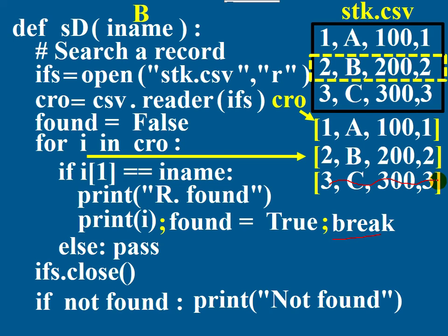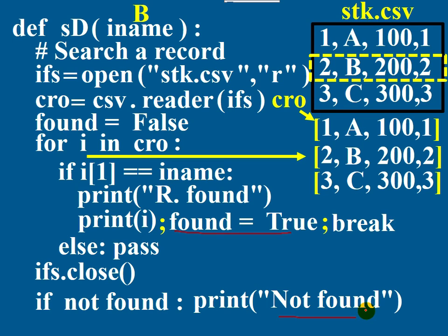Once a search record is found, we will not search for the remaining records, and because of break control goes outside the for loop. And here you close the file; it is removed from the computer's memory, it is still there in the hard disk. Now is found equal to false? No, here you made found true, so this will not be executed.